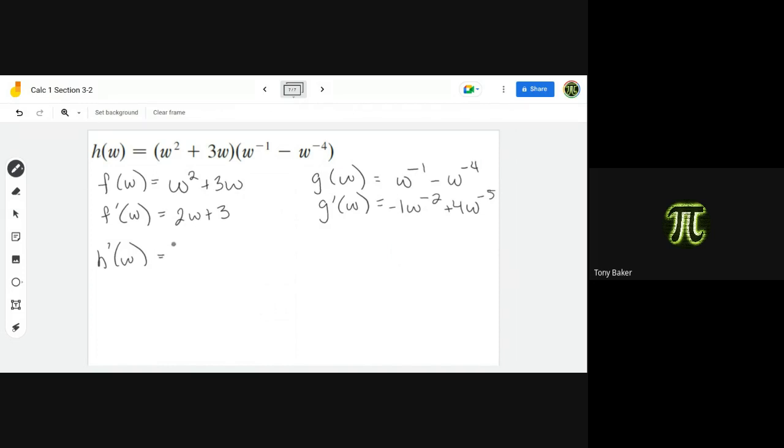So it's the derivative of the first, so 2w plus 3 times the second plus the first. I've been putting the derivative of the second first. So negative w minus 2 plus 4w to the negative fifth times w squared plus 3w.